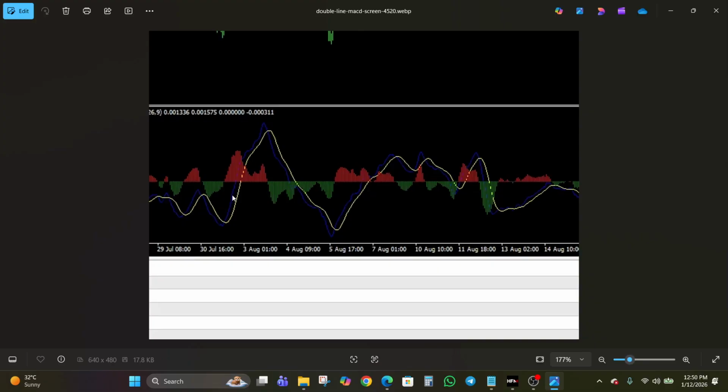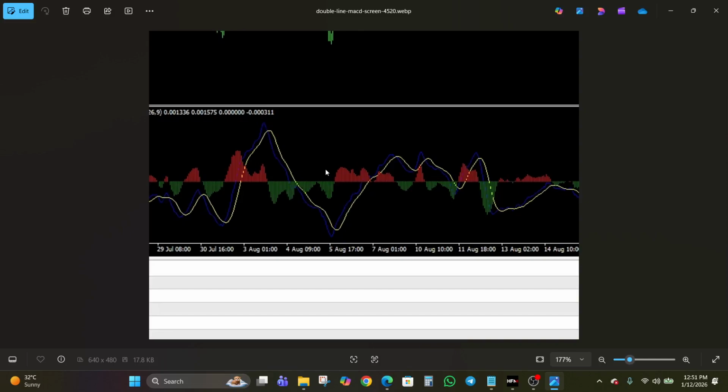But then you also need to watch out for the histogram bars crossing above the zero level. You need to see the histogram bars cross above the zero level for you to get your buy confirmation. And then on the other hand, when you have the shorter period cross below the longer period line, you get your sell signal, but then confirmed by the histogram bars flipping to the downside. When you have the histogram bars in the negative below zero, that's a confirmation. It's an additional signal to the bearish crossover.